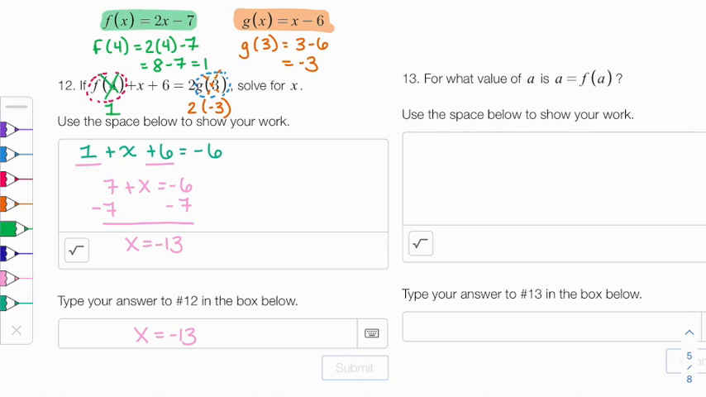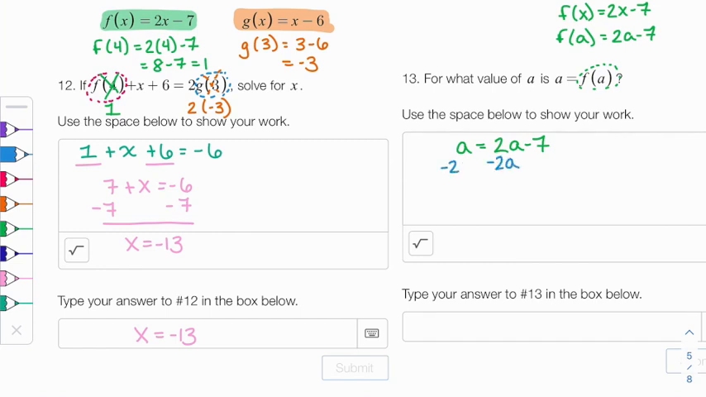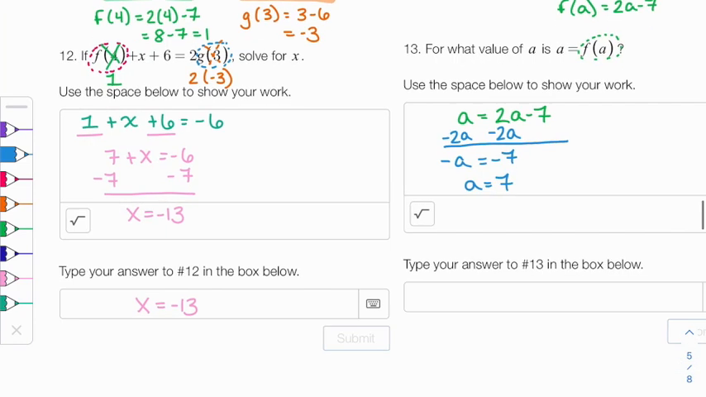Substituting and solving. So find the value of a, or for what value of a is a equal to f of a? Well, first of all, what the heck is f of a? Well, if f of x is 2x minus 7, then f of a must be 2a minus 7. So it just really wants to know, when is a equal to 2a minus 7? And I can just solve that for a. So I'm going to subtract 2a from both sides. That's negative a equals negative 7. So a must be 7.